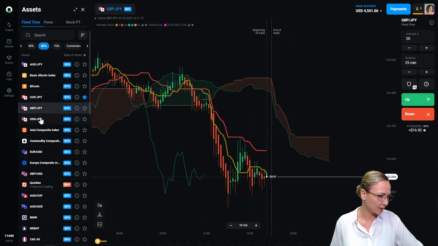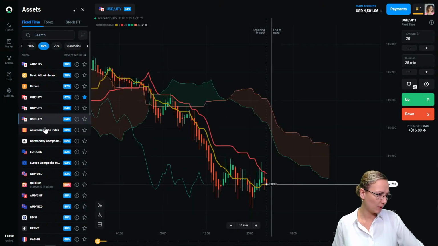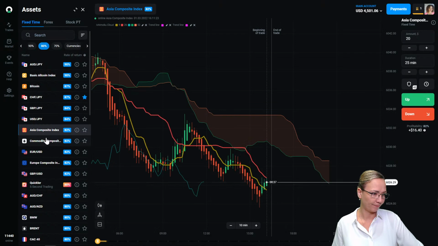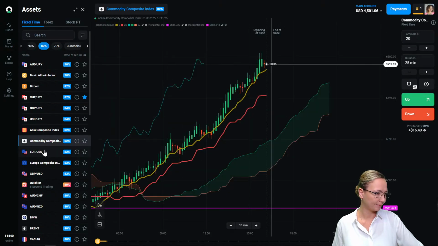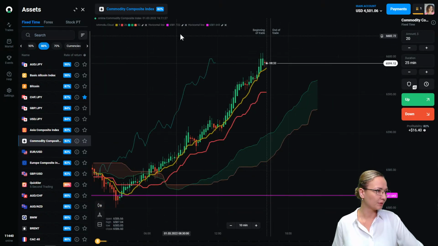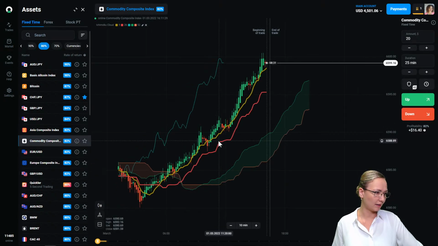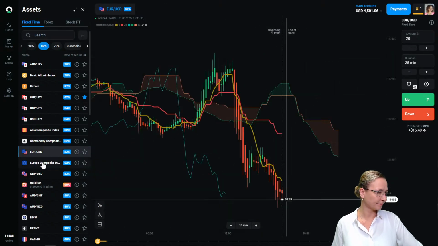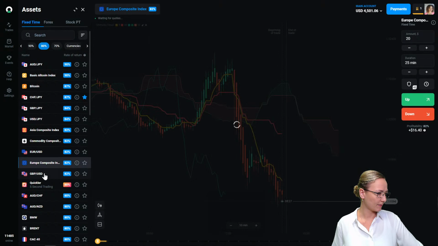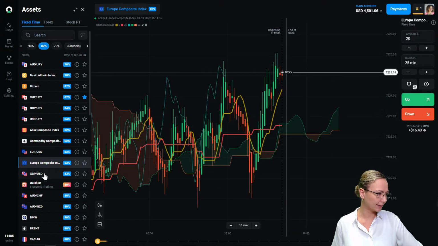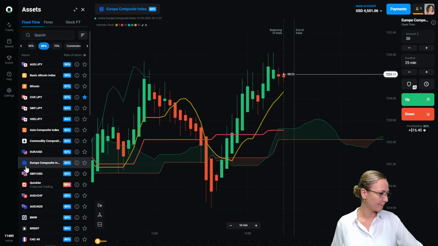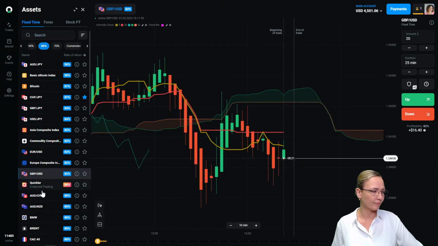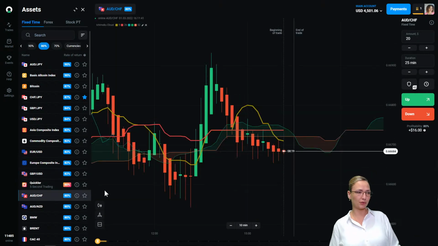Let's see here. JPY. Okay. Don't see anything yet. Alrighty, checking different assets. And if we don't find anything, what we'll do is just, okay, let's see.